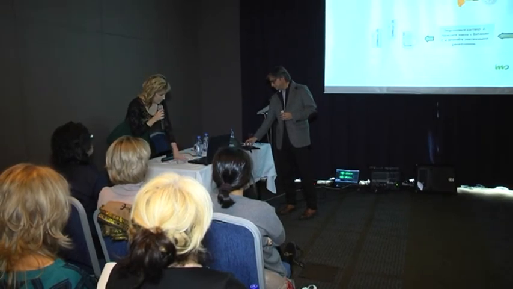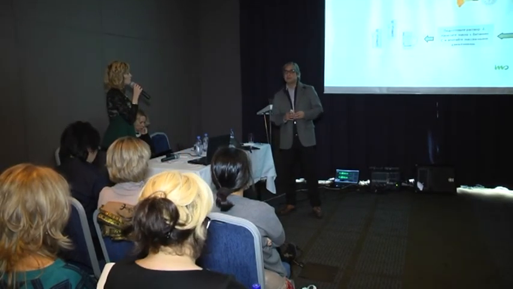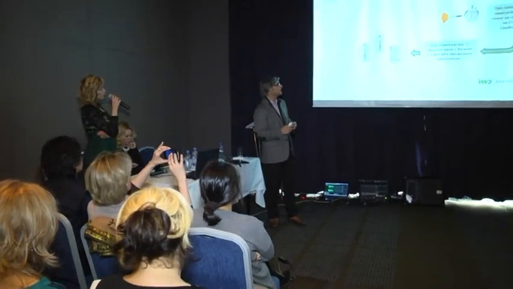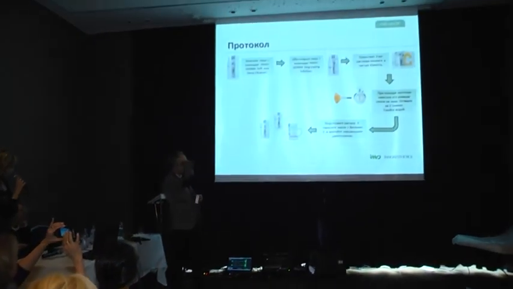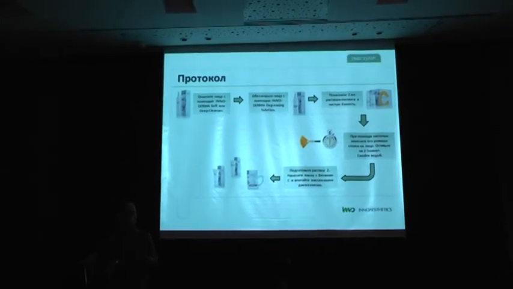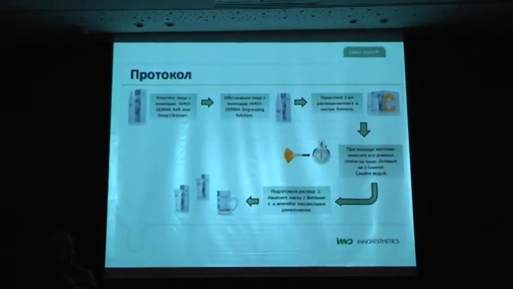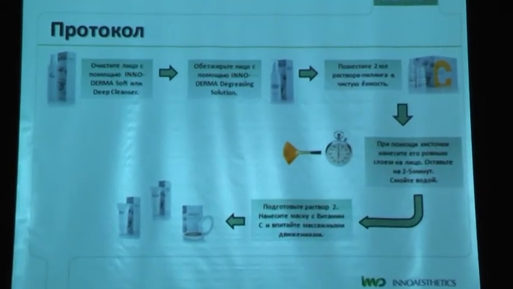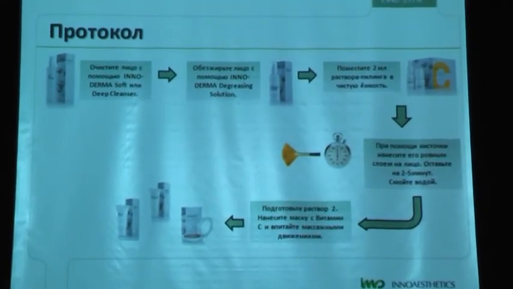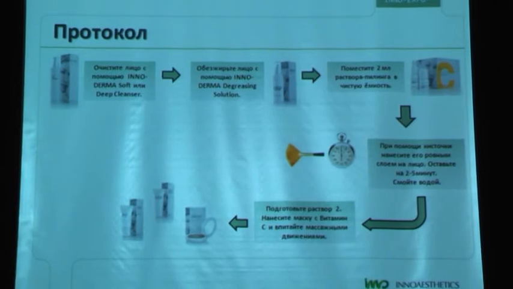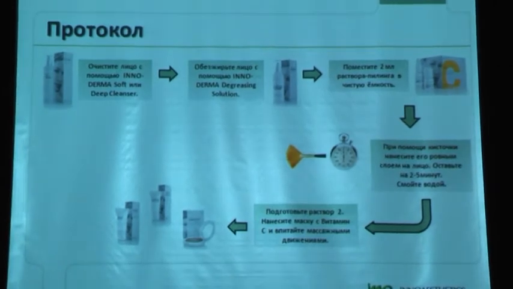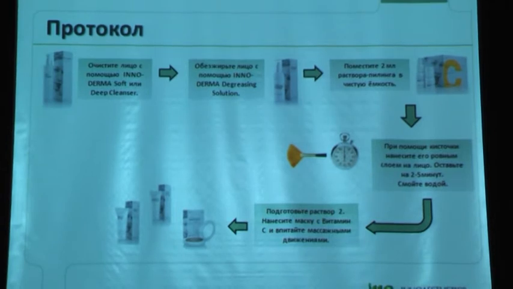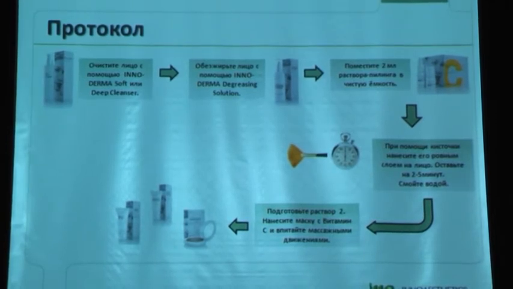This is the protocol of a time-dependent peel. What we are going to apply first is the solution of lactobionic acid. After that we are going to take the vitamin C, covered with hyaluronic acid, and then apply this vitamin C solution.